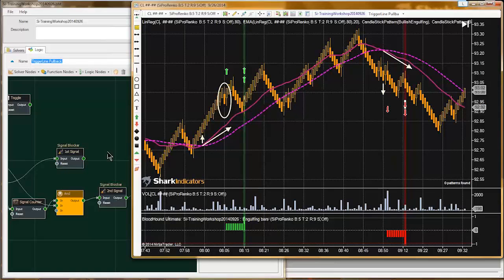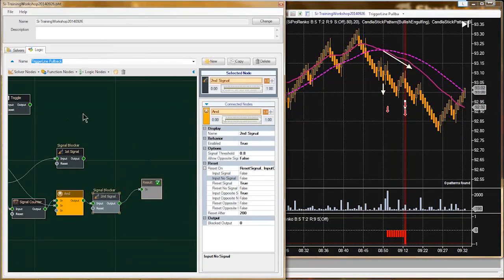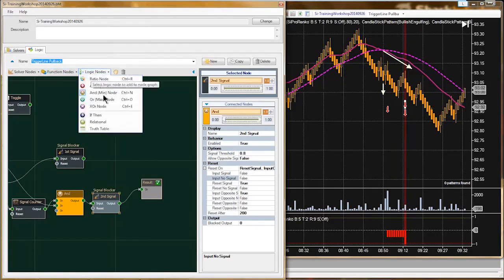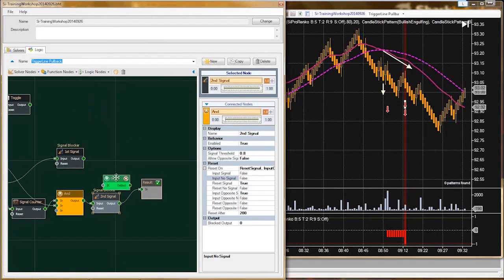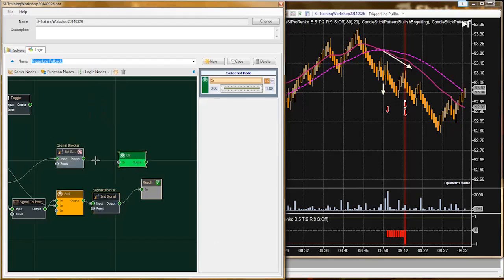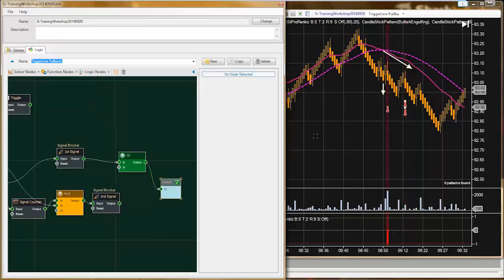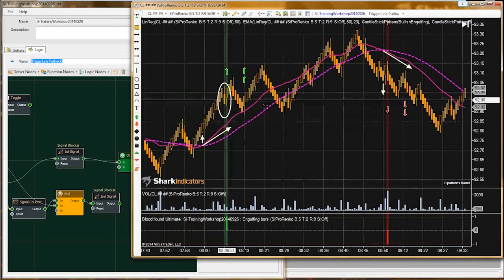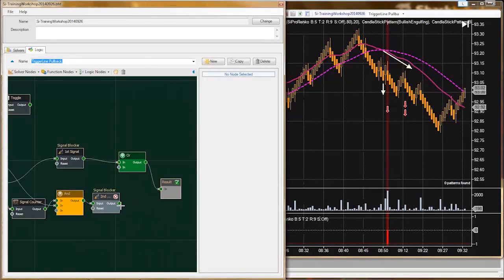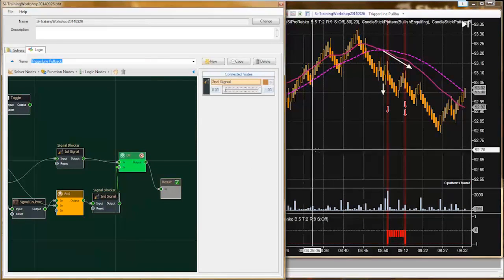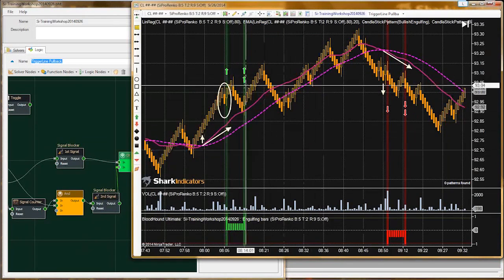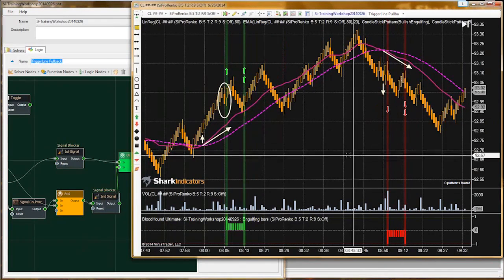Now if we want to see both the first and the second pullback, we can just join them together with an OR node. Let's connect this OR node in, like so. There's our first pullbacks being shown. Connect this other one into the OR node, and now we get our first and our second one shown.